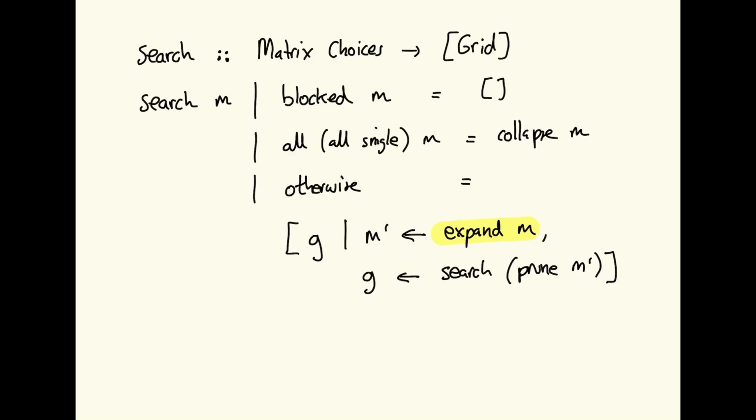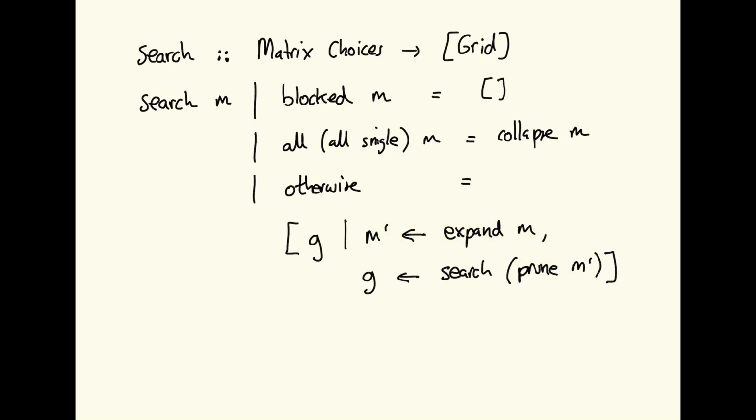So what we're doing then is we're expanding, and that will give us a bunch of matrices, potentially up to 9, if there's 9 possibilities left for the first square, which doesn't have a single choice. Then what we're going to do is for each of those matrices, we're going to prune it to eliminate any silly choices which were still left, and then we're going to pass that back into the search function again. And then what we're going to do is collect all those grids. Okay, so this is a nice kind of 3-line function definition which implements the idea of searching.